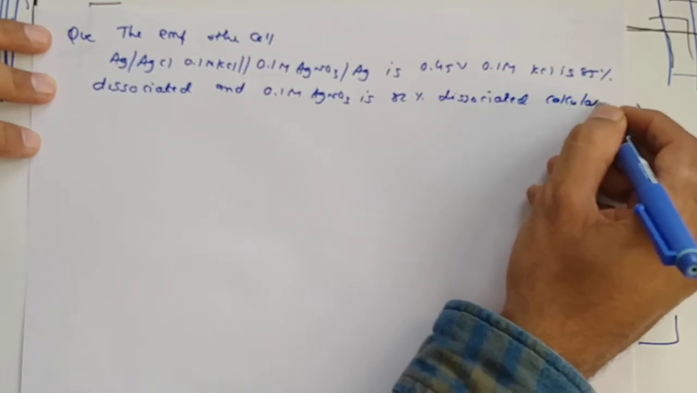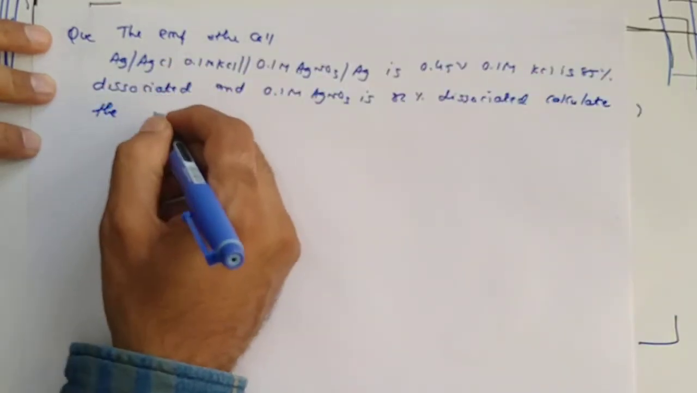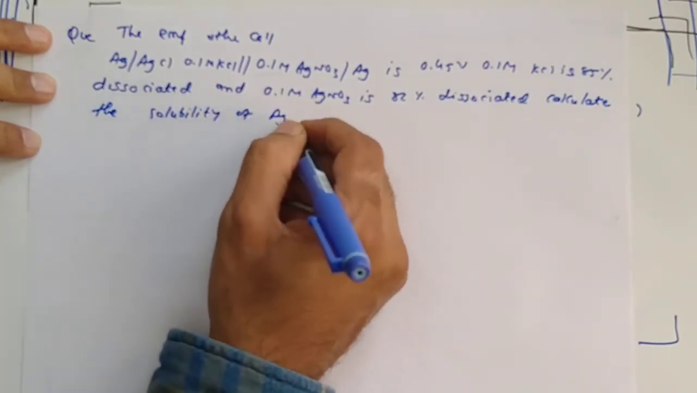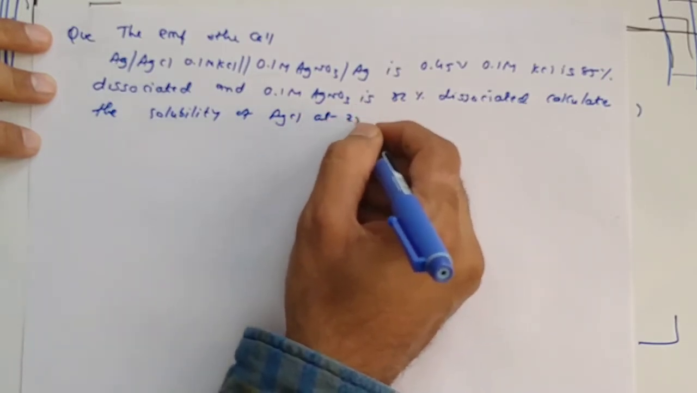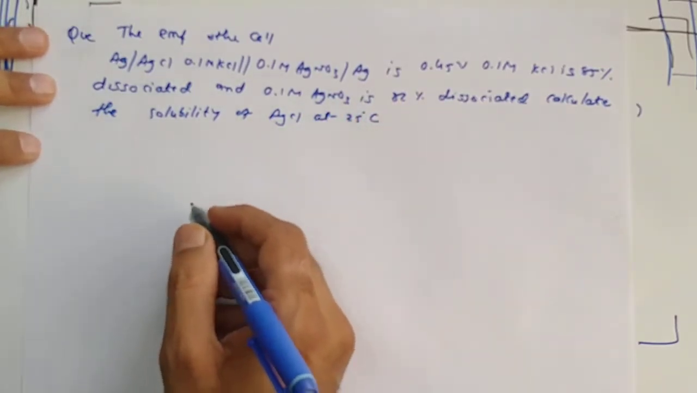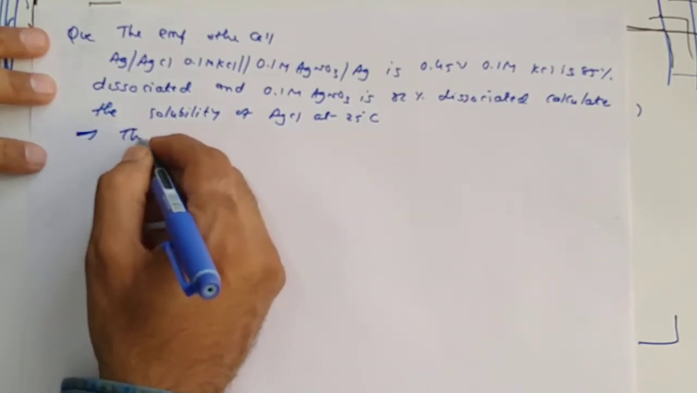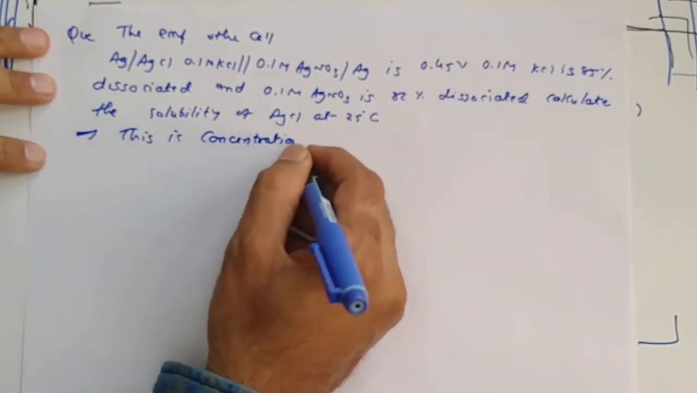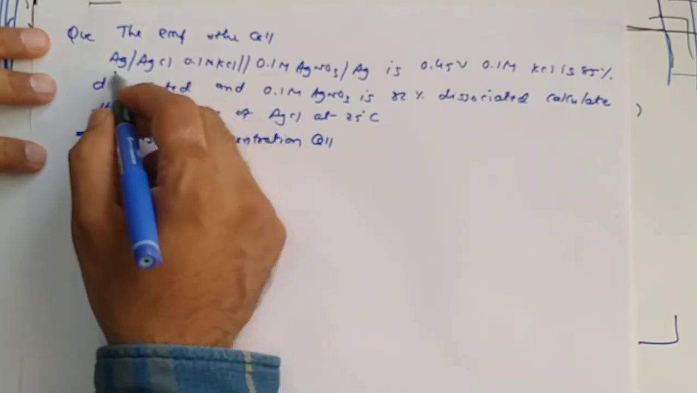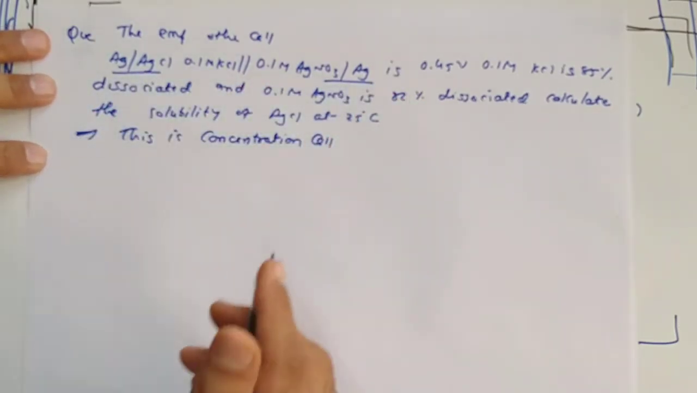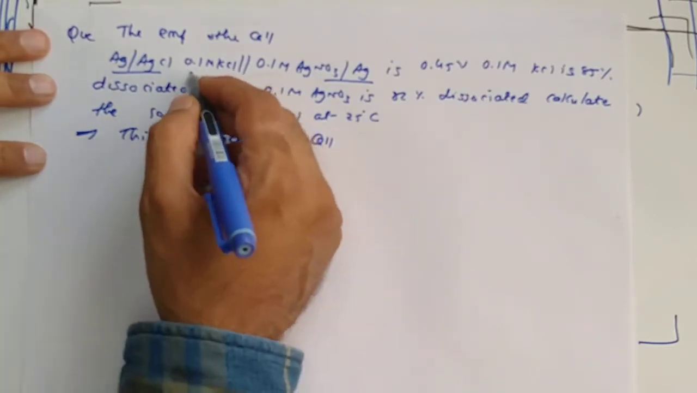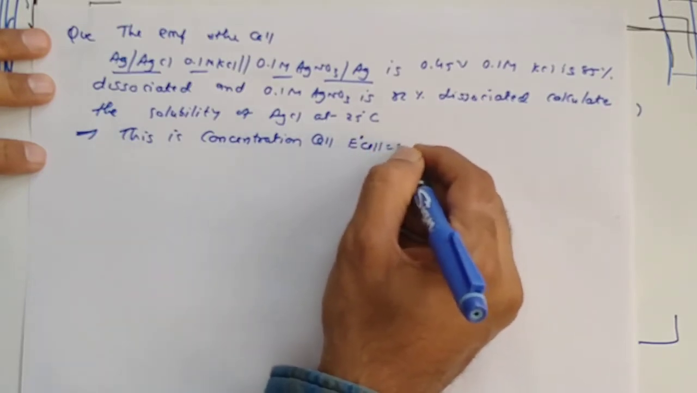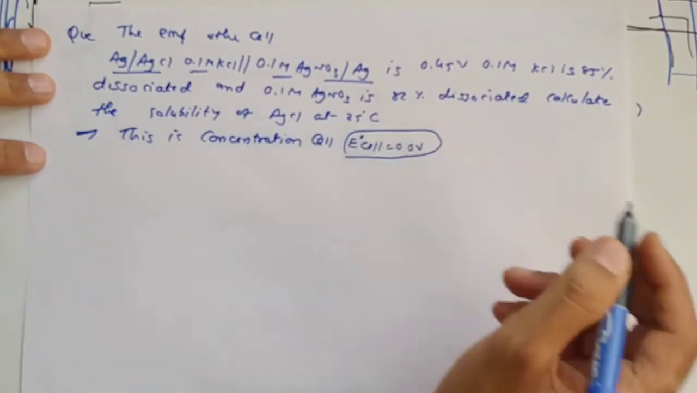Calculate the solubility of AgCl at 25 degrees Celsius. This is a concentration cell. How can we say? The electrodes are the same, Ag and Ag. Only the concentration changes, with different electrolytes. So E degree cell for a concentration cell will always be 0.